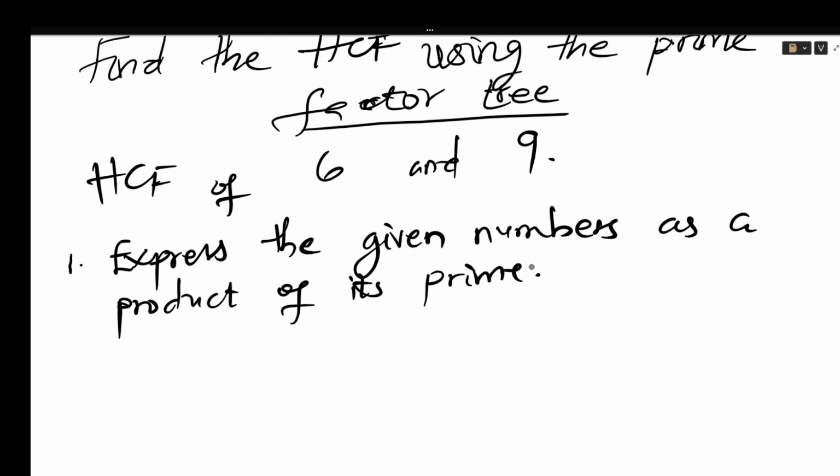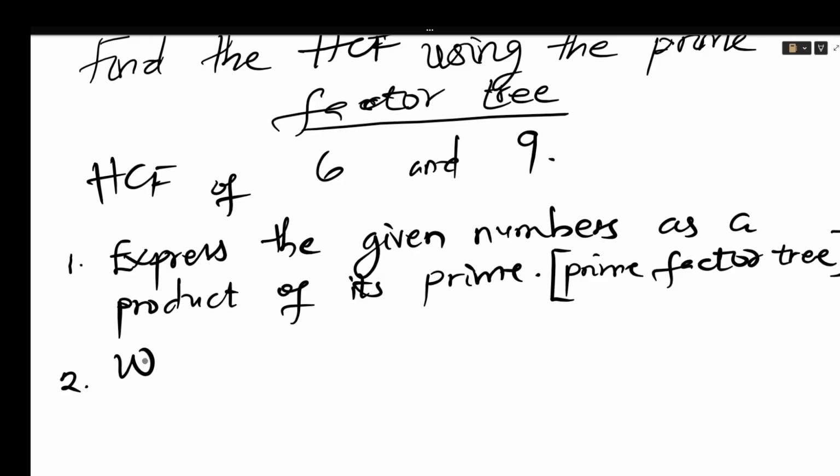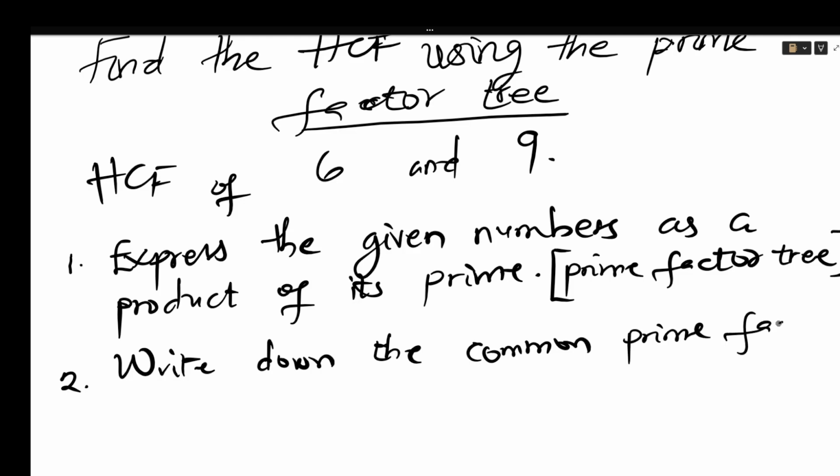Express the given numbers as a product of its prime, and that is by the help of the factor tree. That could be achieved by using the prime factor tree. Then, two, you write down the common prime factors.